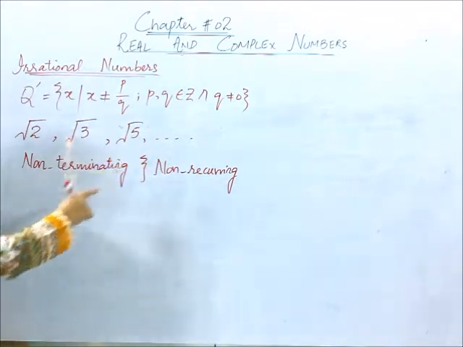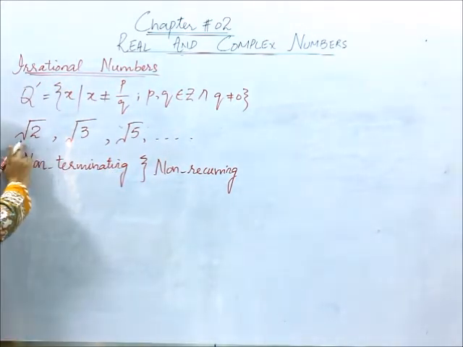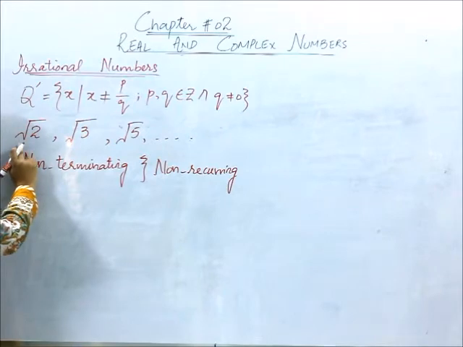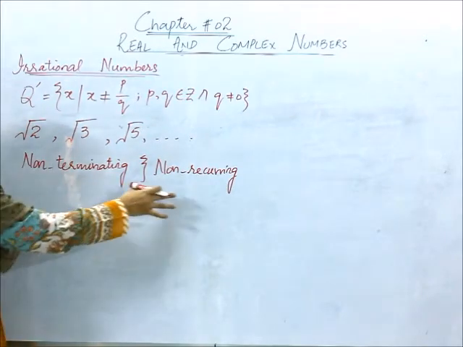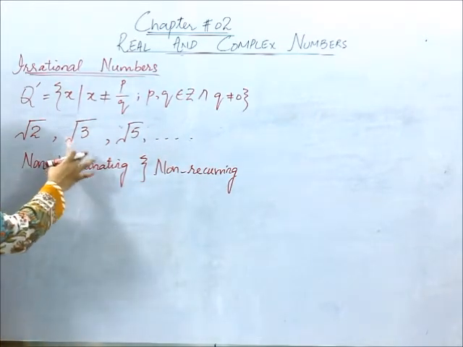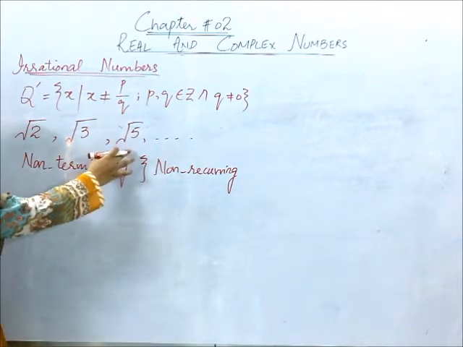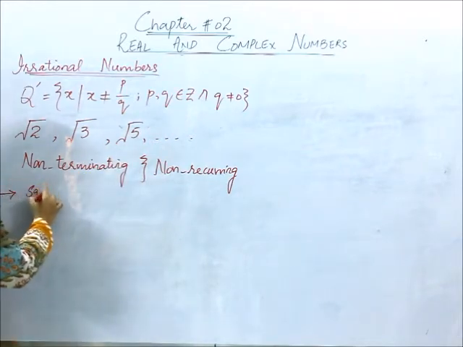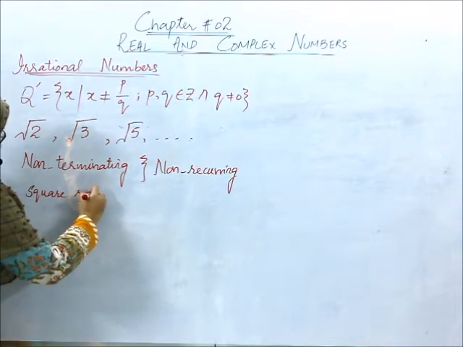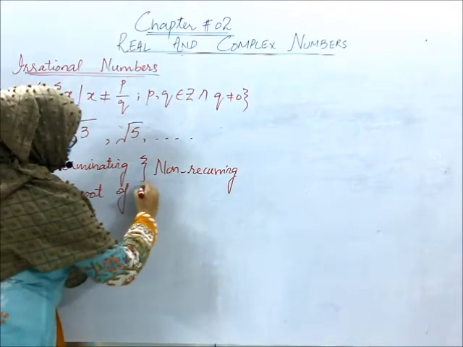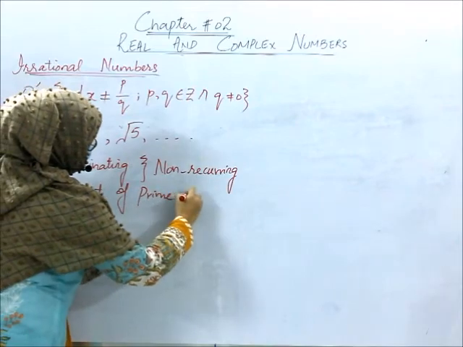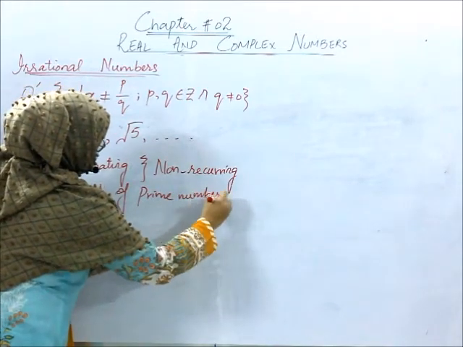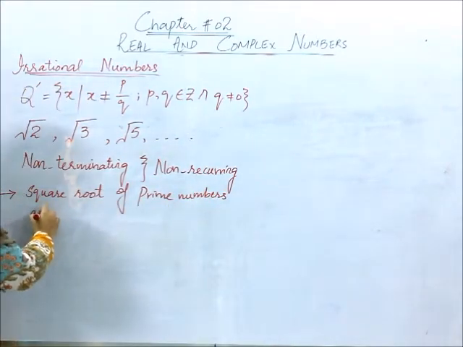Fine, non-terminating and non-recurring. You can check your answers as well. When you find the answer of square root 2, it will be non-terminating and non-recurring. Square root 3, similarly square root 5, and so on. So we can conclude that square roots of prime numbers are irrational.